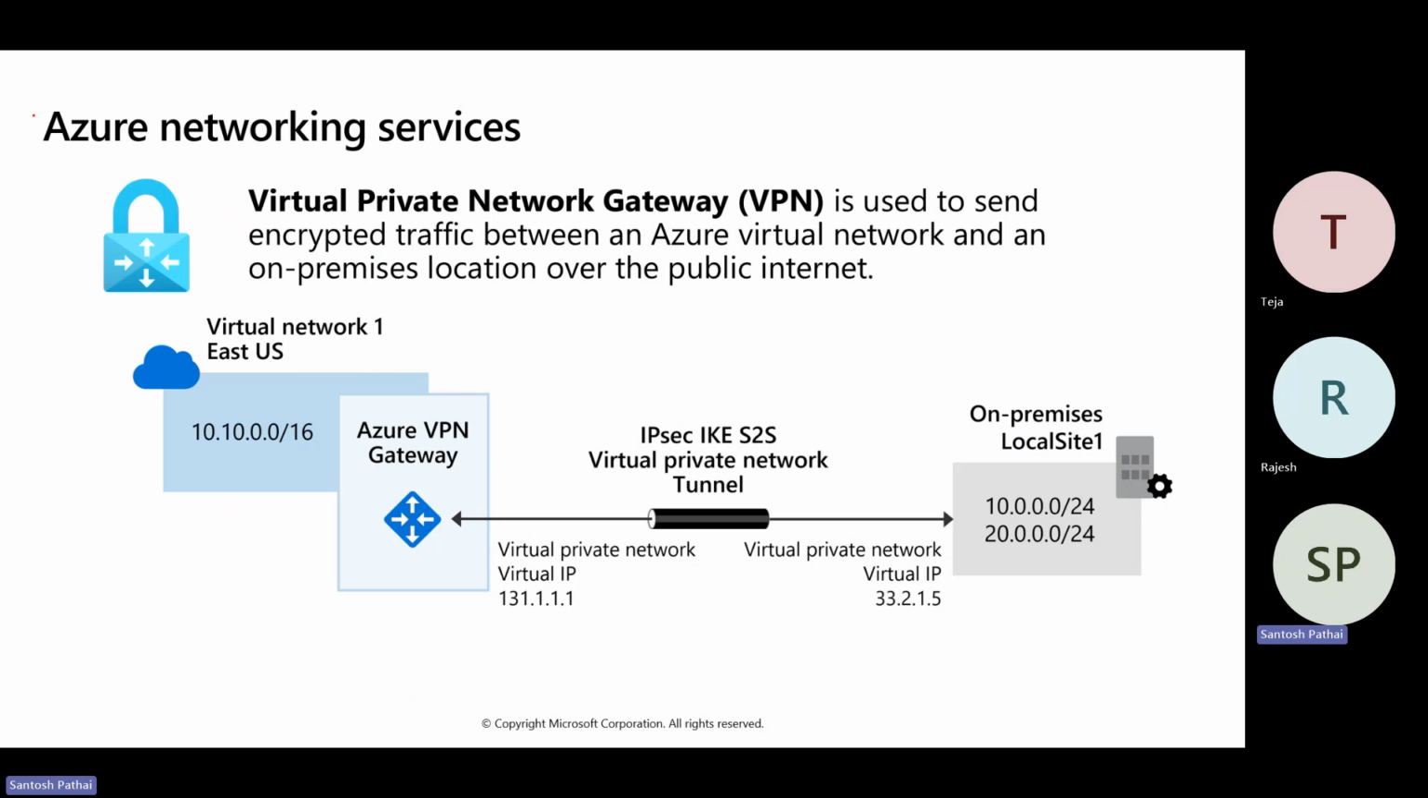So you will have a virtual network in Azure. You will have your Azure VPN gateway. You will have your on-premise network, and you will be creating a tunnel between both of them, forming your virtual private network.